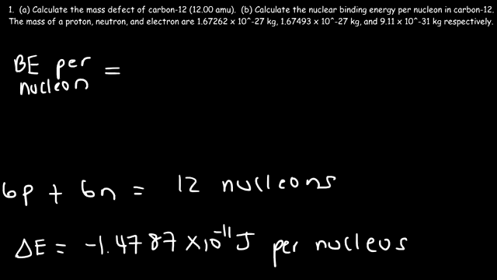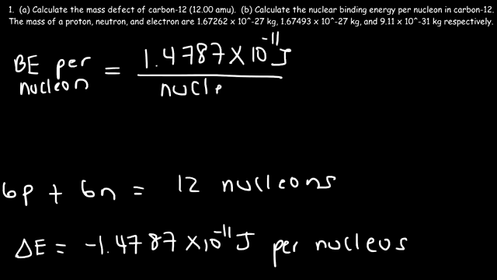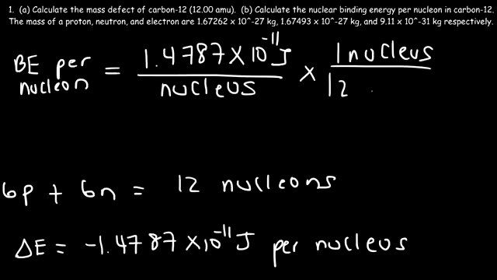So to calculate the nuclear binding energy per nucleon, well, let me convert it. Let's start with this number. This is the energy per nucleus. And one carbon-12 nucleus has 12 nucleons. And so the unit nucleus cancels, and so now we have the joules per nucleon.